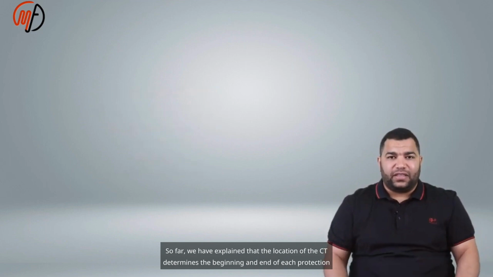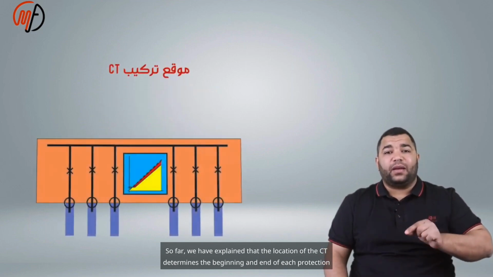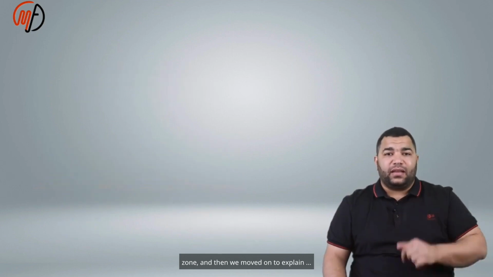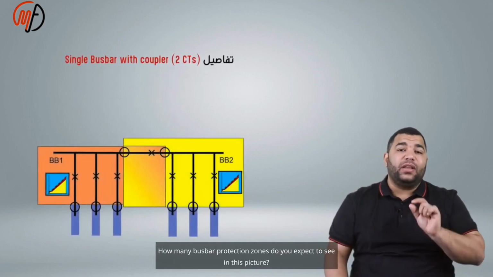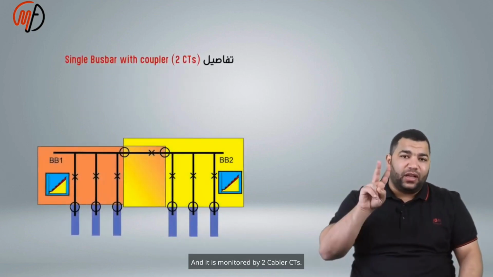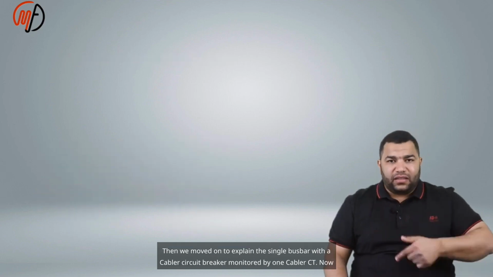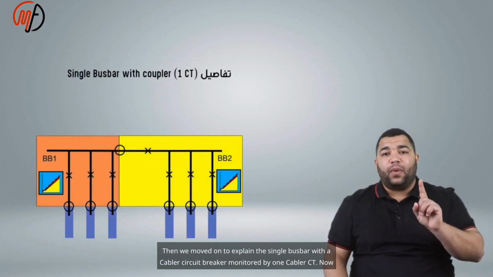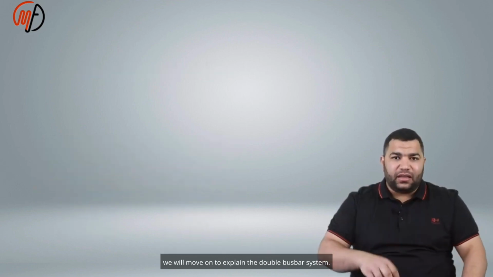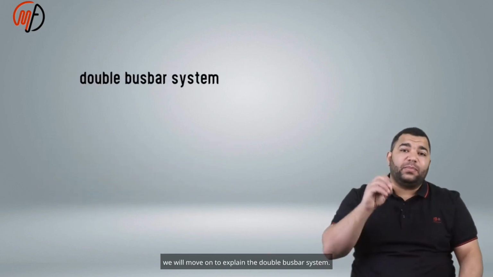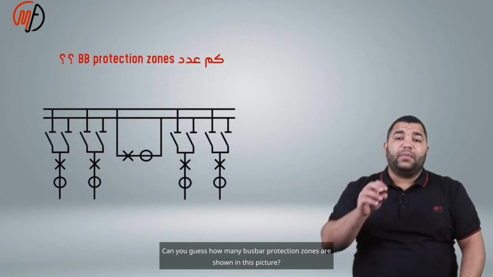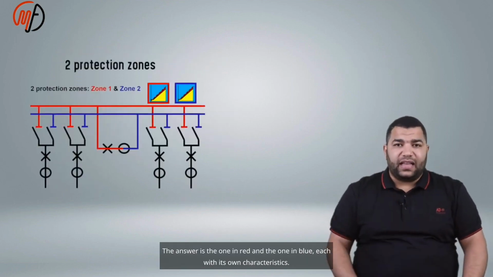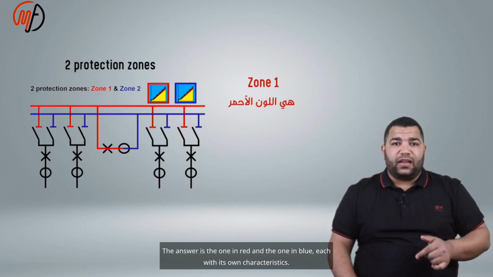So far, we have explained that the location of the CT determines the beginning and end of each protection zone, and then we moved on to explain how many busbar protection zones you expect to see in this picture, monitored by 2 cable CTs. Then we moved on to explain the single busbar with a cable circuit breaker monitored by 1 cable CT. Now we will move on to explain the double busbar system. Can you guess how many busbar protection zones are shown in this picture? The answer is the one in red and the one in blue, each with its own characteristics.